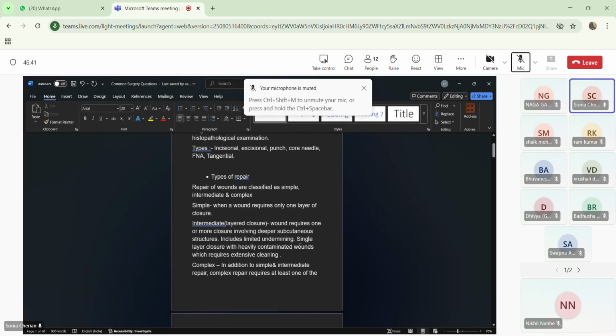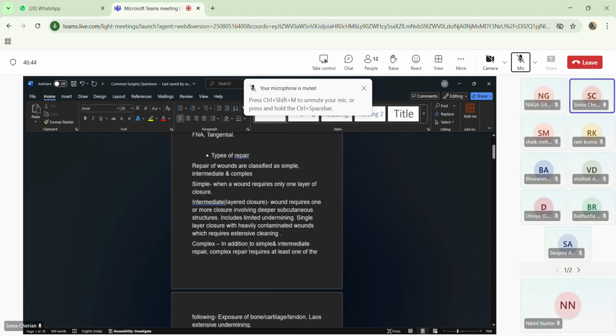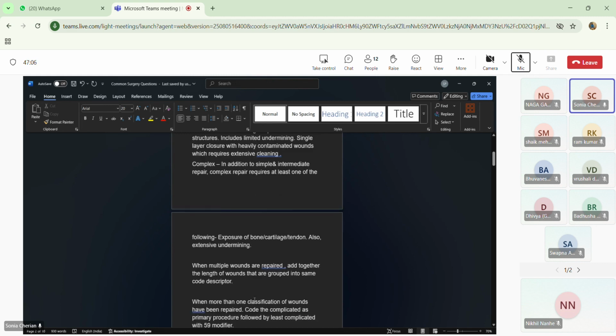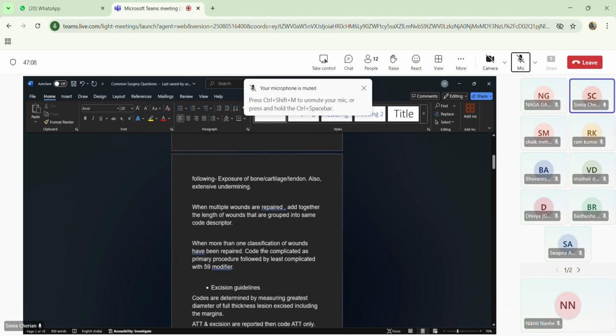Now complex. In addition to simple and intermediate repair, complex repair requires at least one of the following: there should be an exposure of bone, cartilage, or tendon. Also, if there is extensive undermining mentioned, then again you can call it complex repair or complex closure. So these are the guidelines. When multiple wounds are repaired, you can add together the length of the wounds which come under the same code descriptor.